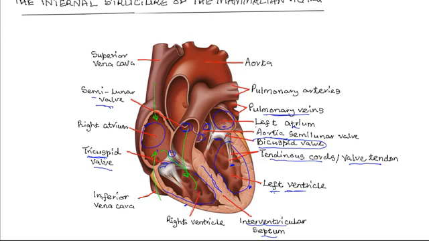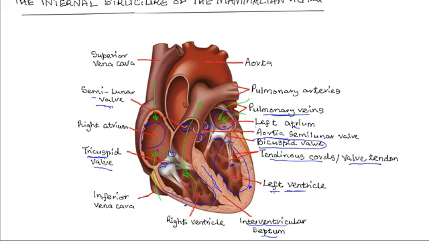The blood from the lungs then flows into the left atrium through the pulmonary veins. So once the blood has been oxygenated in the lungs, it will flow into the left atrium through the pulmonary veins. Then from the left atrium, the blood flows into the left ventricle through the bicuspid valve.